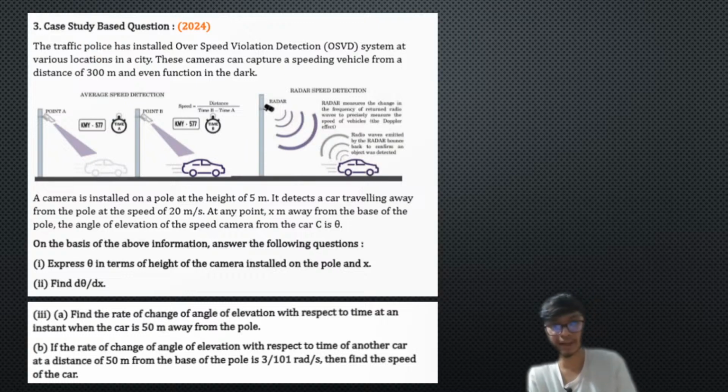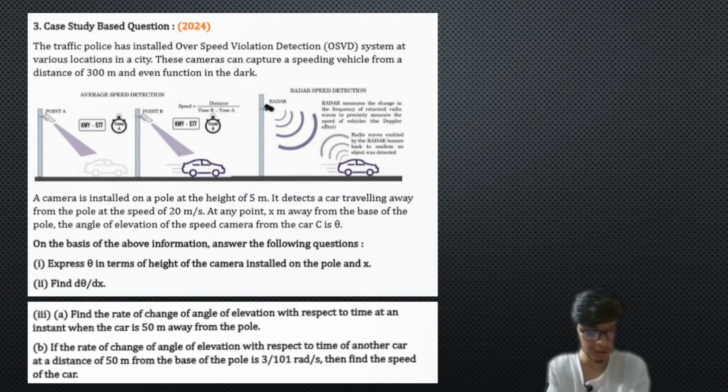And the next problem we have is again from the 2024 paper. It is a problem where you're going to analyze a case study based problem, right? So this is a very interesting case study based problem. Now, with this particular problem, I'm going to show you how you are going to apply your concept of application of derivative to real life problems, right? Now, this is a very simplified version of a real life problem, right? So let us try to analyze what this particular problem has to offer, right?